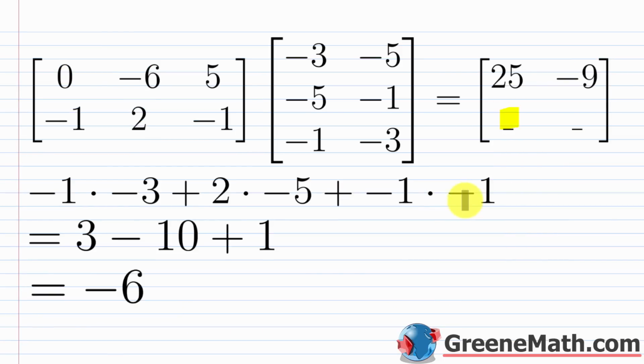So for this position right here, that's row 2, column 1. So this is row 2, this is column 1. And so we're going to go through and do negative 1 times negative 3. That's this right here, that's 3. Slide down, we're going to do 2 times negative 5.